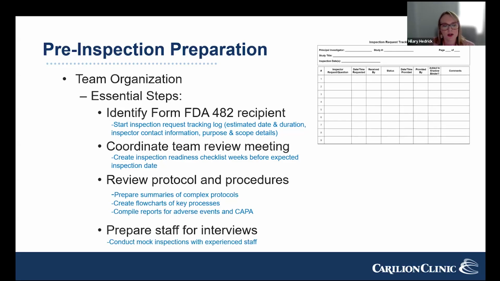The review of protocol and procedures should be done throughout the study. That is one thing I wanted to emphasize: this is pre-inspection, and it is pre-inspection because it can be done anytime and throughout the study. Preparing summaries of even complex protocols is helpful for your whole team. There should never be a time that an auditor or anyone comes in and asks about a protocol, and then you explain it and they say, what happens? If it's complex, provide a summary. Also prepare flow charts of key processes, and compile reports for your adverse events and even CAPAs. Those are all really important.